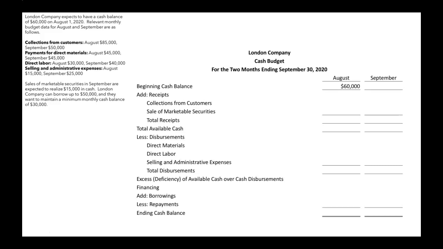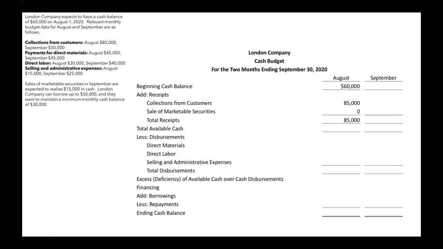And now receipts of cash. So the first one, collections from customers. We're told that in August, that's going to be $85,000. Sale of marketable securities. Well, we're told that we sold marketable securities in September, but not in August, so we don't have any there. So our total receipts are just those $85,000.